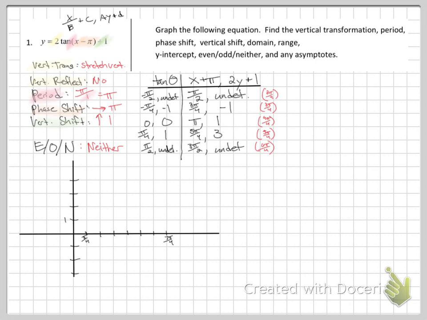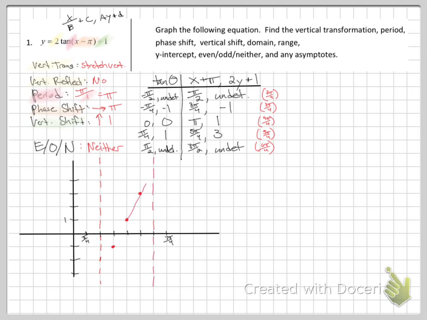At pi over 2, or 2 pi over 4, it is undefined, so that's your asymptote. 2 tick marks, 2 pi over 4 is undefined. At 3 pi over 4, it's negative 1. My third tick mark is negative 1. At pi, my fourth tick mark is positive 1. At 5 pi over 4, my fifth tick mark, it's 3. And at 6 pi over 4, it's another asymptote.